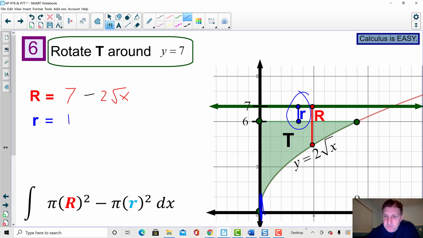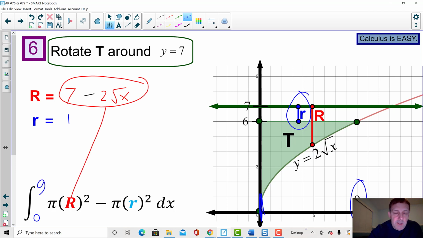We are going from x equals 0 to x equals 9. So our bounds are going to go from 0 to 9. So again, this is another quick, easy one. Don't forget to plug in the big R, and don't forget to plug in a 1 for the little r. Let's have a look at number 7.